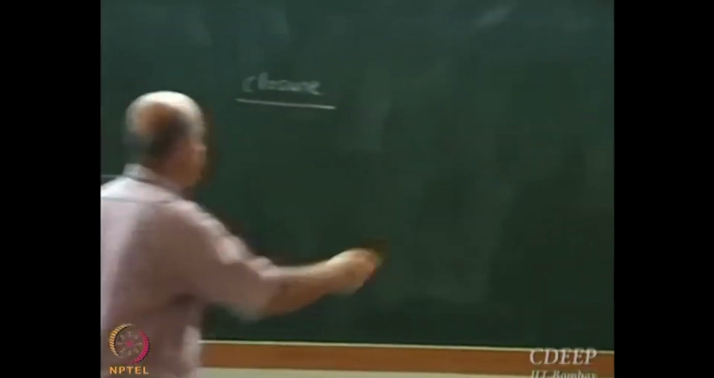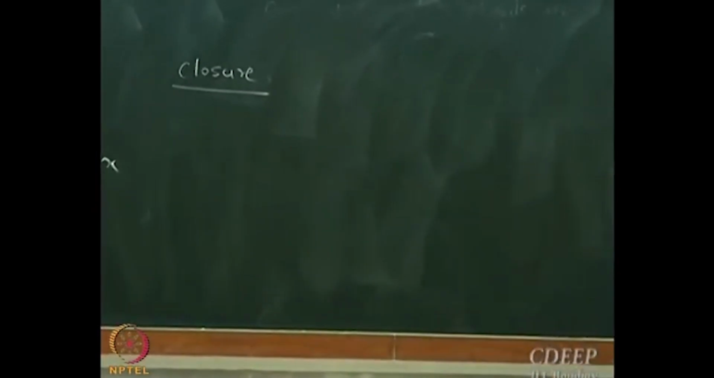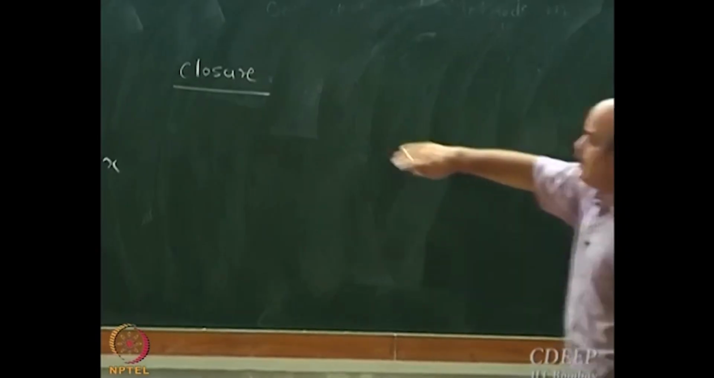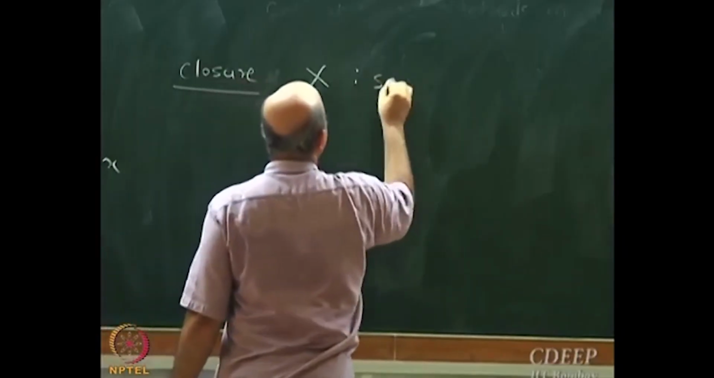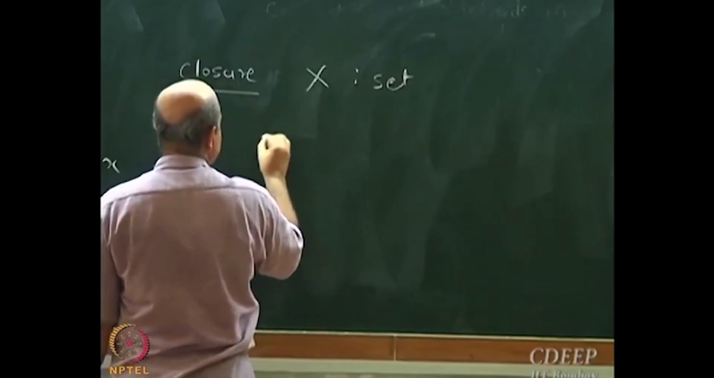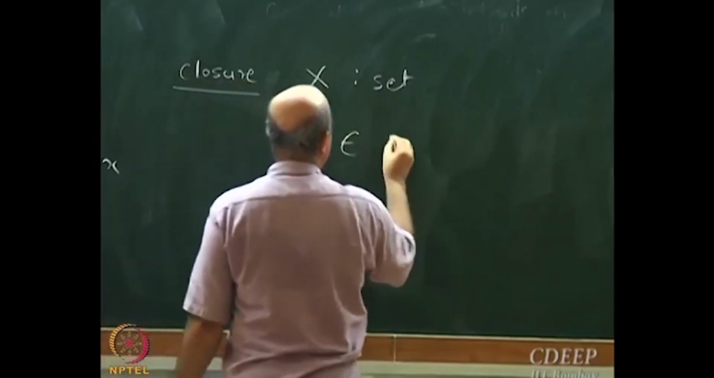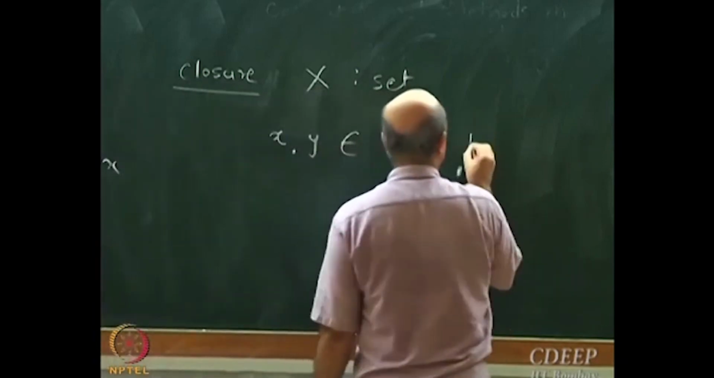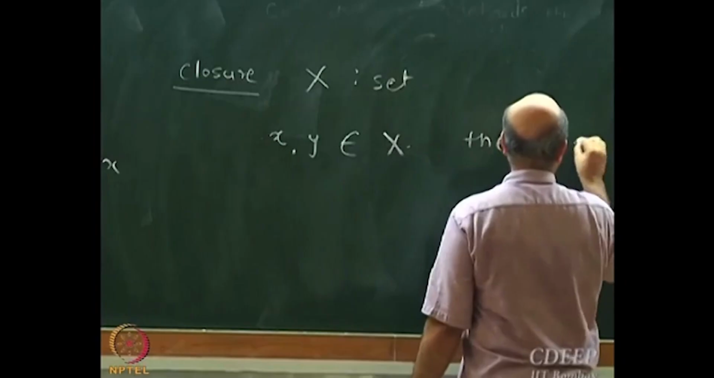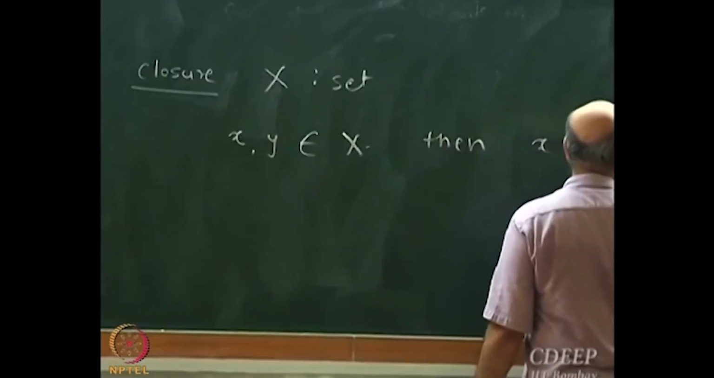the concept of closure. A closure of a particular set for an operation is defined as follows. Let X be a set, and let there be any 2 elements, say x and y, belonging to set X. Then x operation y also belongs to the set X.